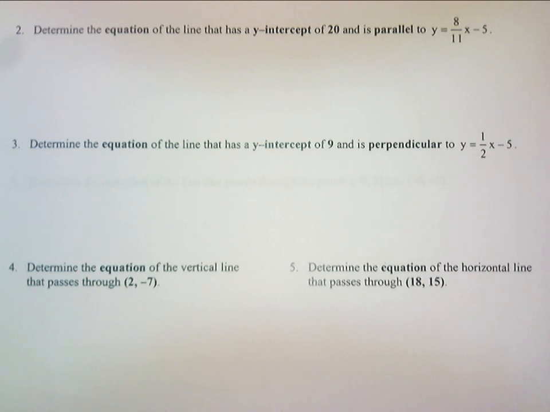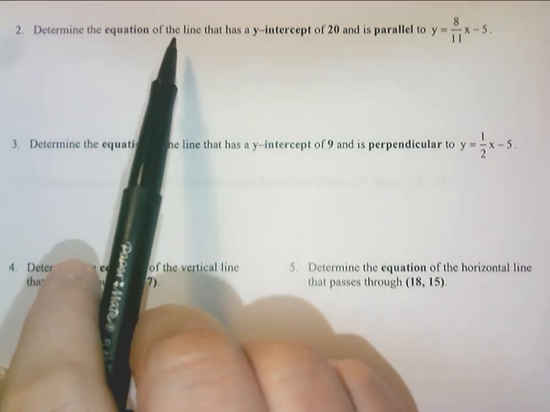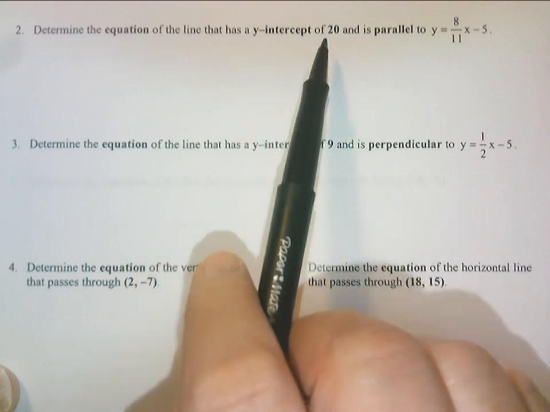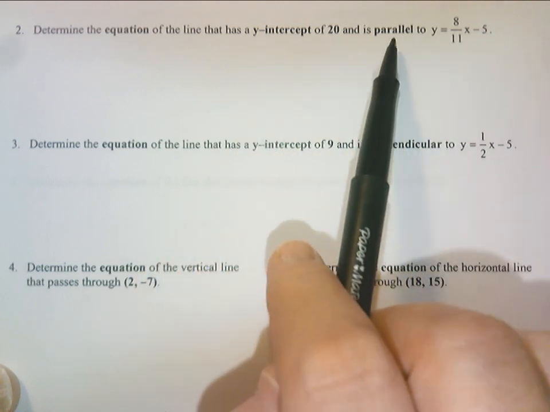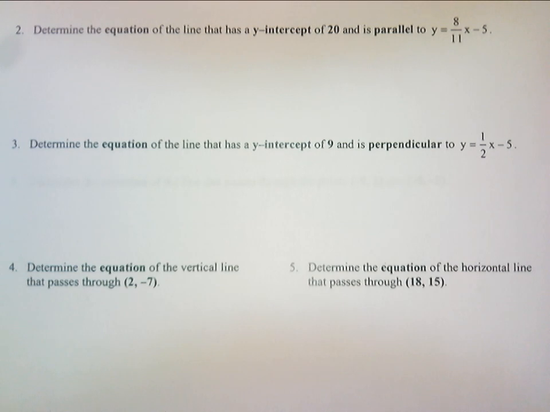In this video, we're going to continue doing some equation of a line practice, and we have two questions here about lines that are parallel and lines that are perpendicular. So our question here says, determine the equation of the line that has a y-intercept of 20 and is parallel to y equals 8 over 11x minus 5.